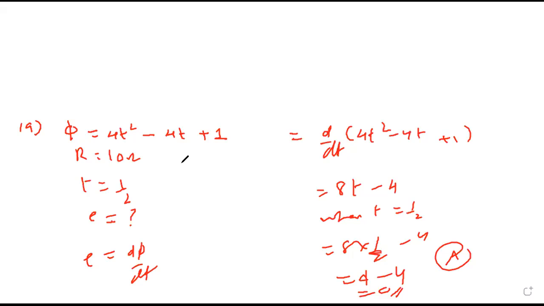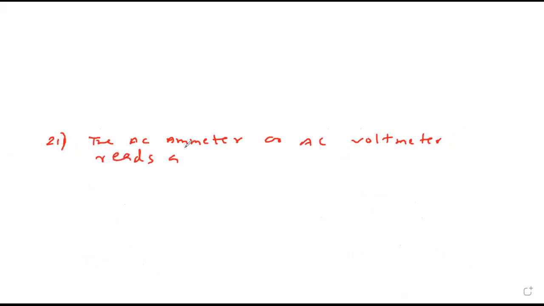21st one. 21st. Yes, can you tell ammeter, voltmeter, they always read what? Which type of voltage in AC circuit? Sir, can you repeat the question? I just see I'm writing here. The AC ammeter or AC voltmeter reads always what? They always read what?